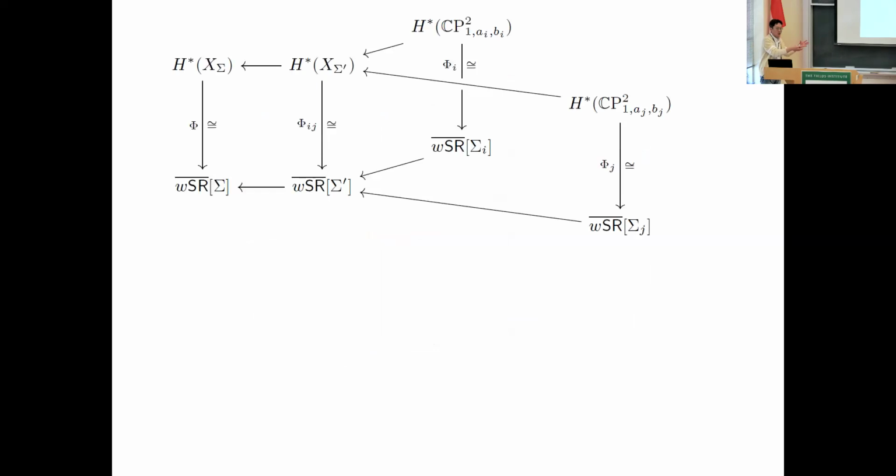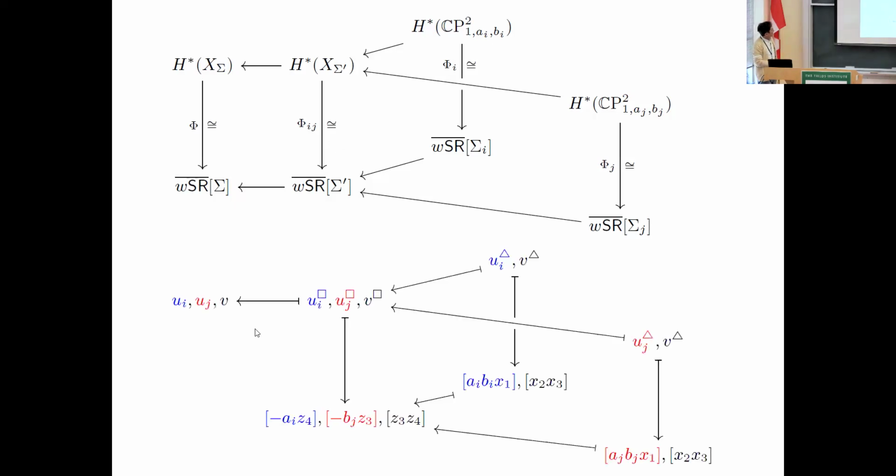So this diagram gives me the diagram for the cohomology, and everything is just a pullback. I have the cohomology of my object, the cohomology of my intermediate object, and the cohomology of the two weighted projective spaces. Each of these goes down to the presentation as a weighted Stanley-Reisner ring, which you can play with just like a polynomial ring.